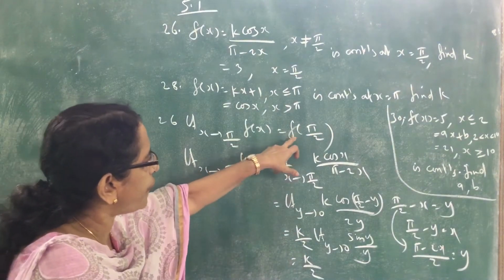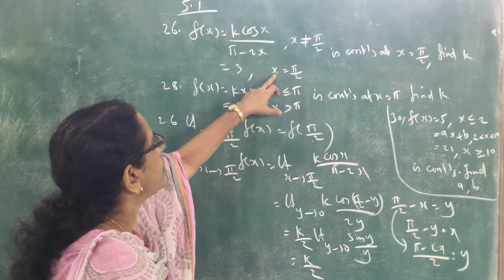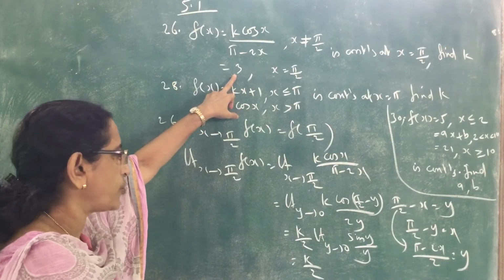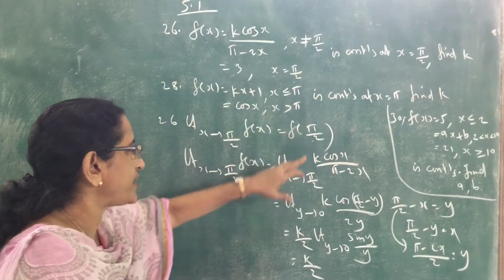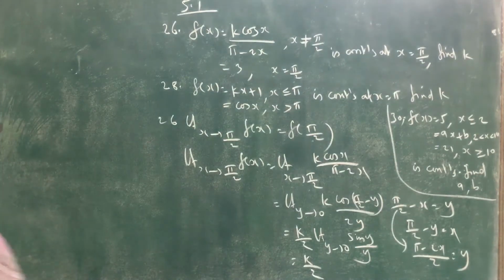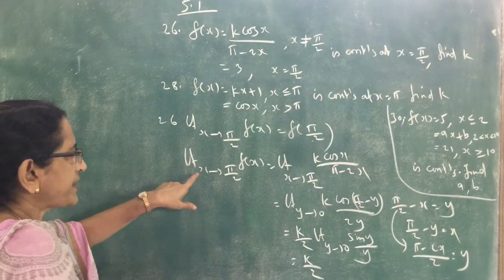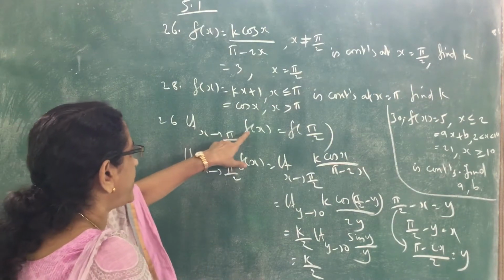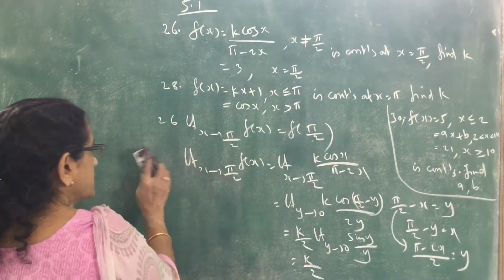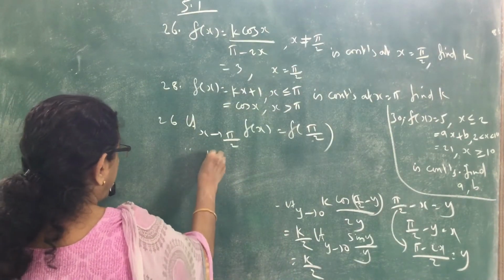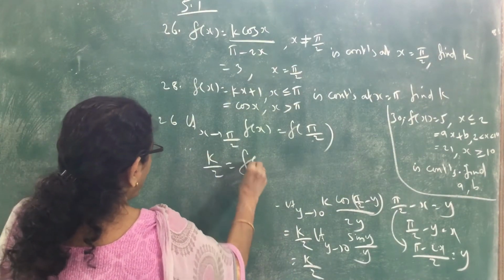Now we can find f of pi by 2. What is f of pi by 2? When x equal to pi by 2, what is f of x? f of x equal to 3. So f of pi by 2 is 3. So equating this, we can find the k. We got limit x tends to pi by 2 f of x as k by 2. So in that place, we can substitute k by 2. So from this limit, we got k by 2 equal to f of pi by 2.